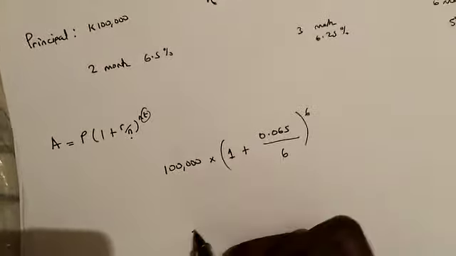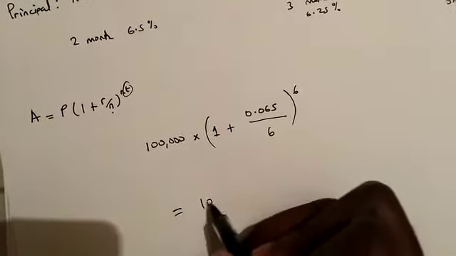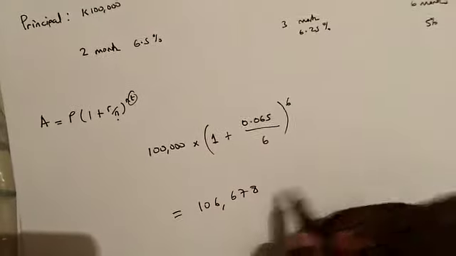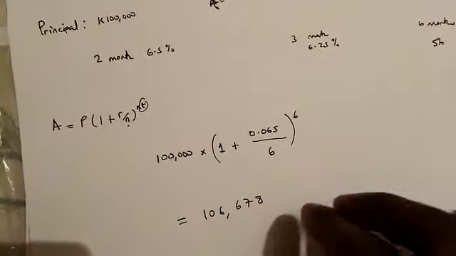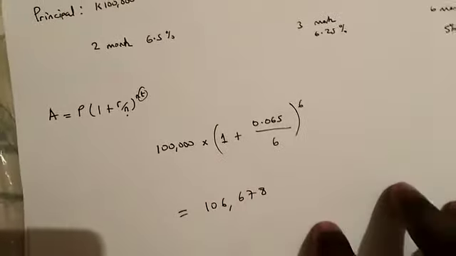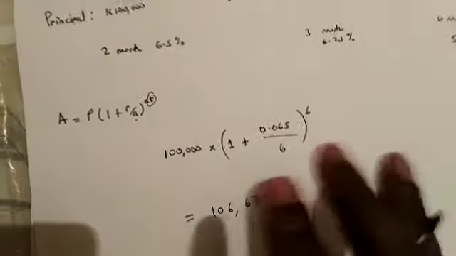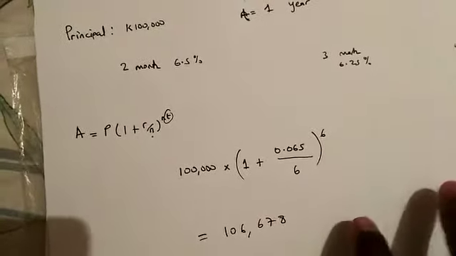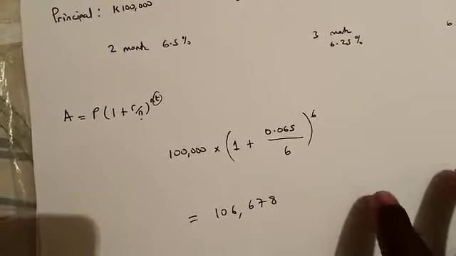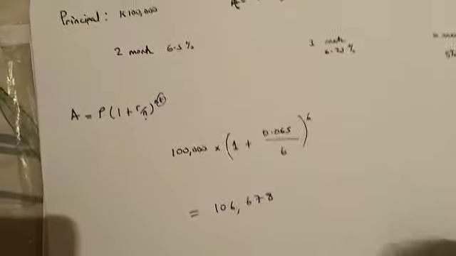If you calculate this, with your calculator close by, you should get something close to 106,678 with some small decimals. So you're going to get 106,678 kwacha by the end of the year. Not by the end of the 2 months, but by the end of the year. So let's get that straight. These things are usually done per annum, not per month, so you have to wait until the end of the year so that you can calculate properly.